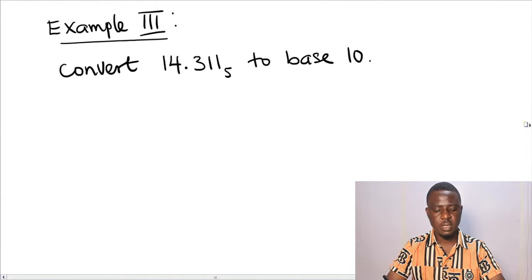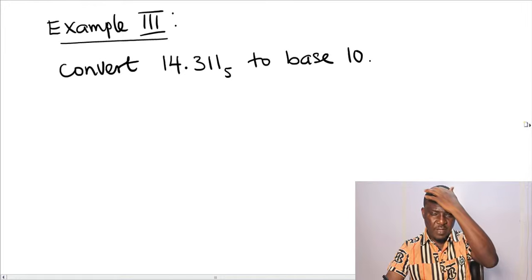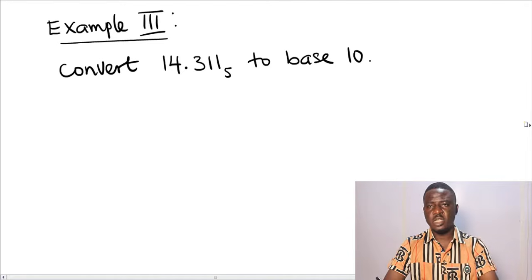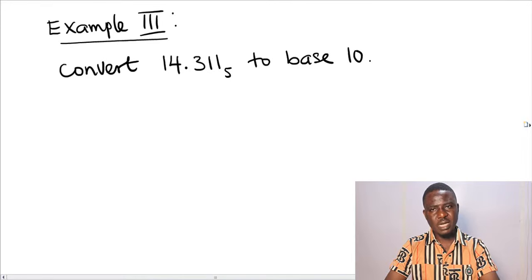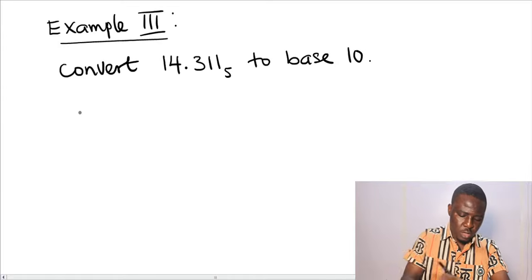In this example 3, we are asked to convert 14.311 base 5 to base 10. Not just only in base 2. Let's see how we can convert from other bases other than base 2 to base 10. We'll still take the same procedures, which is to first of all assign the place values to each of the digits. Thereafter, you expand them as a product of their base all raised to the power of their place values and simplify. Take these few steps and you discover it is as easy as ABC.